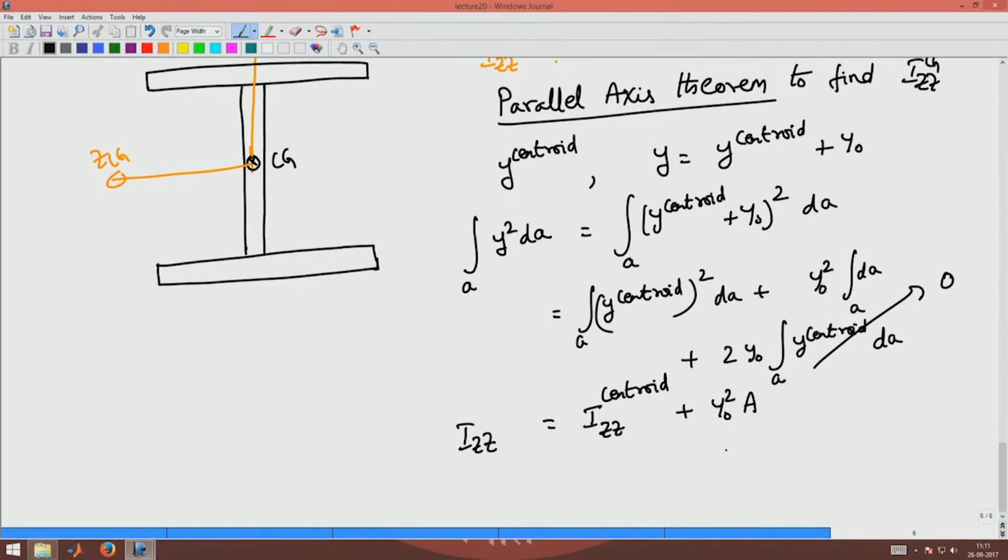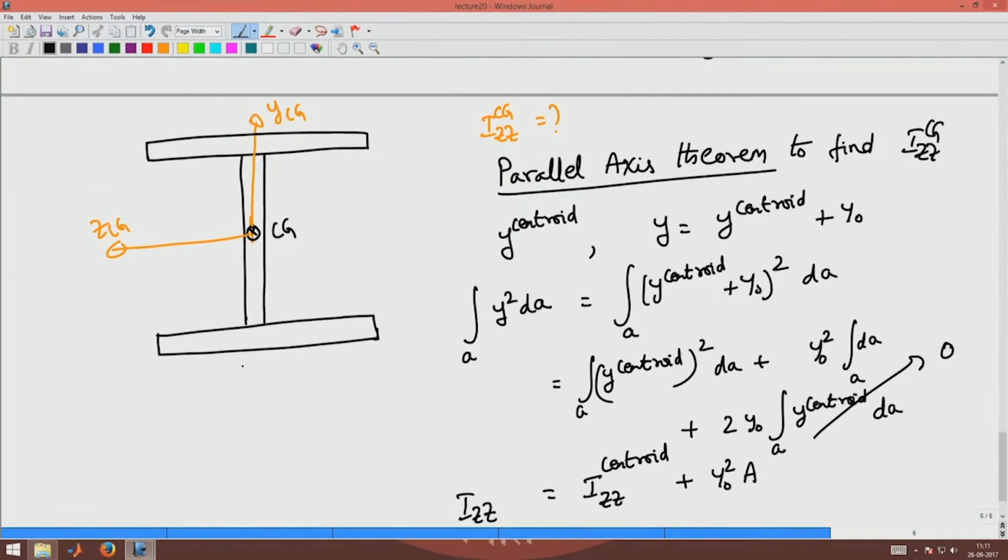So, we will use this theorem now to find IZZ of this I section. I know that the CG of the bottom flange is at this point, and I know that IZZ of the centroid of the bottom flange is 1 by 12 BF into TF cube.